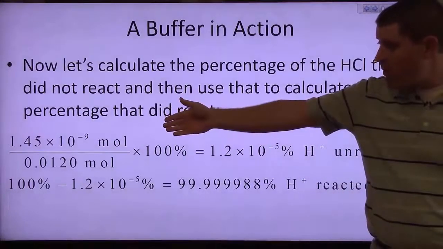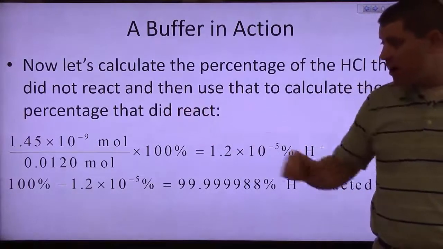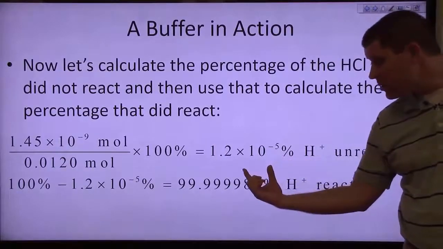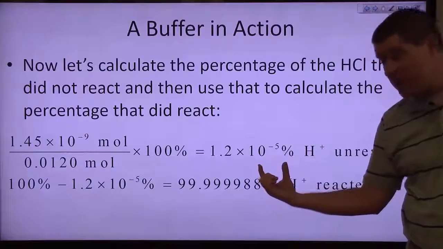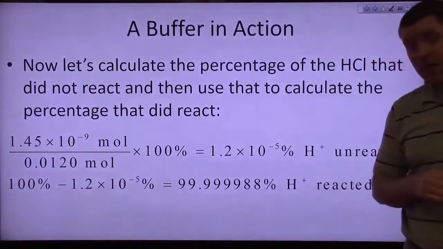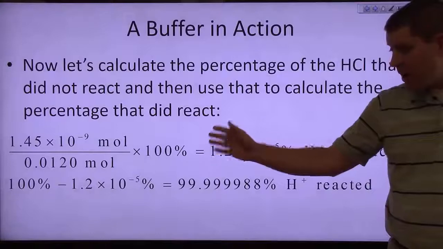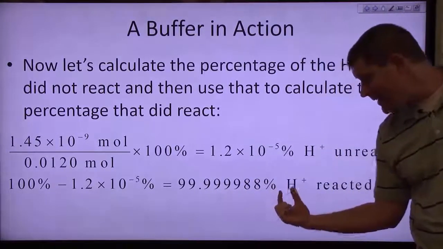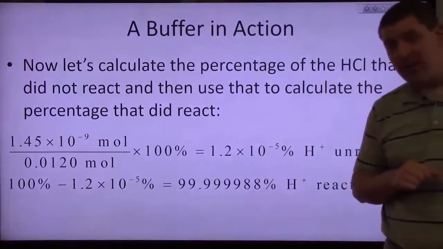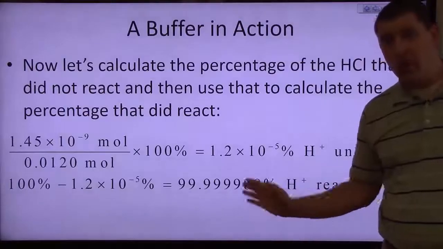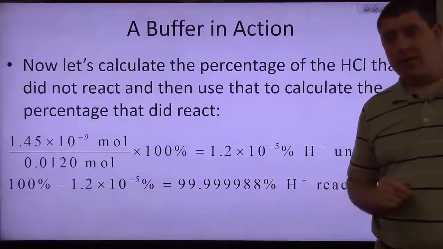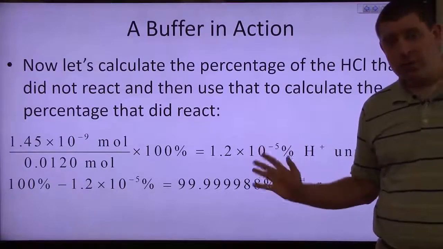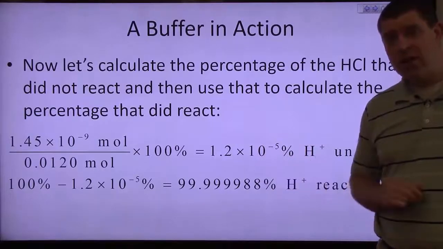So we have 1.45 times 10 to the minus 9 moles divided by our 0.0120 moles times 100%, which gives us 1.2 times 10 to the minus 5% of our hydrogen ion that was left unreacted, and then 100% minus that value gives us 99.999988% of our hydrogen ion reacted. So as you can see, almost all of our hydrogen ion reacted with our tris buffer. And this is why buffers are so effective at resisting changes in pH.